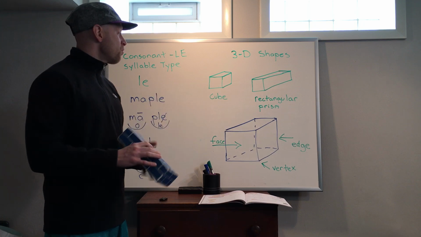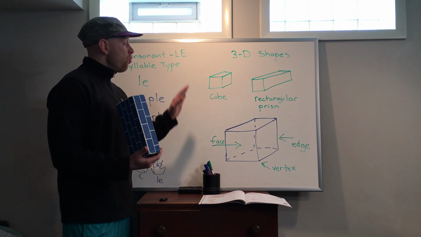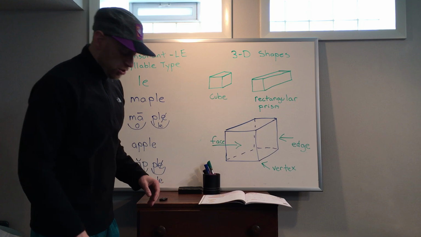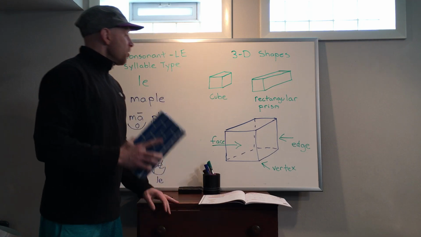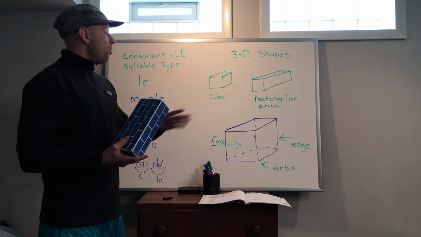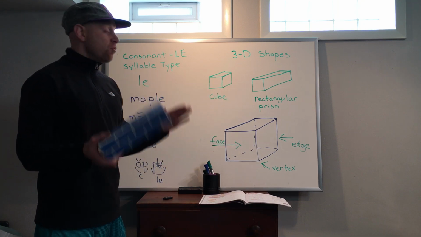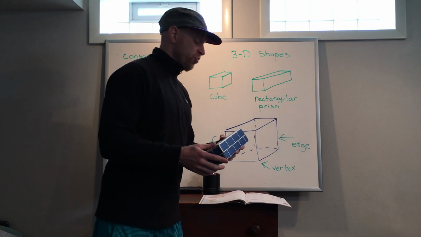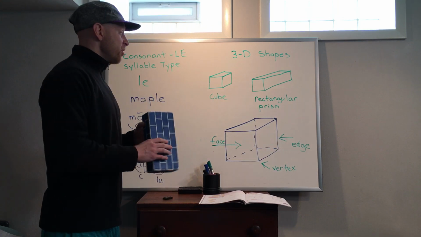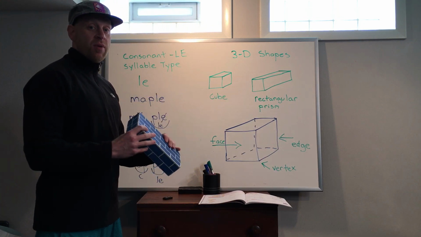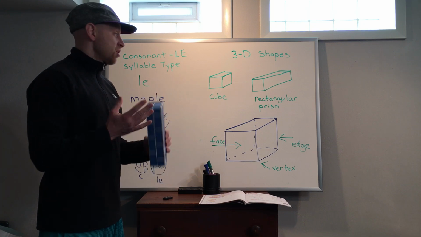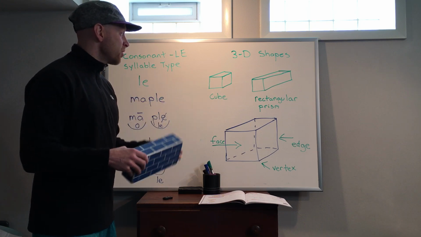It has more than one side. So when we're talking about 3D shapes, the two shapes we really want to talk about are the cube, which is made up entirely of squares, and the rectangular prism. Now, a rectangular prism is often made up of rectangles, hence the name rectangular prism.